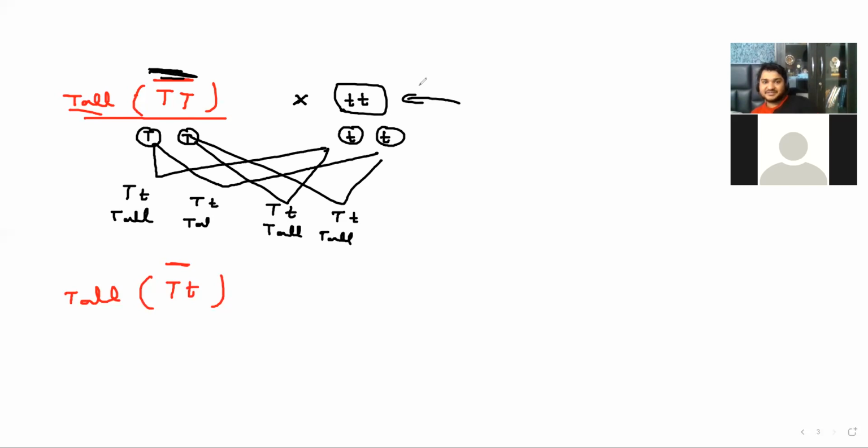This female is short, completely recessive, and when she combines with this parent and all the babies are tall, it means definitely he was homozygous. He had both capital T. That's why all babies are tall, and the recessive allele remains hidden.